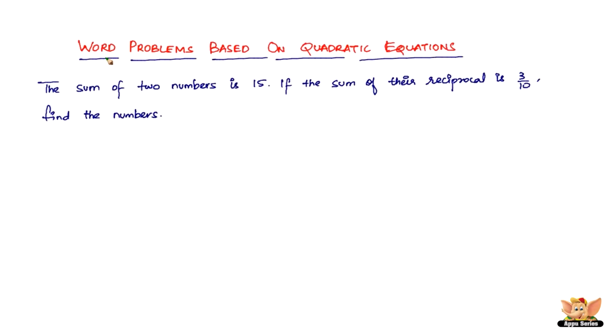So here in this video, let us continue to solve word problems based on quadratic equations. The problem that we have is this. The sum of two numbers is 15. If the sum of their reciprocals is 3 by 10, find the numbers.